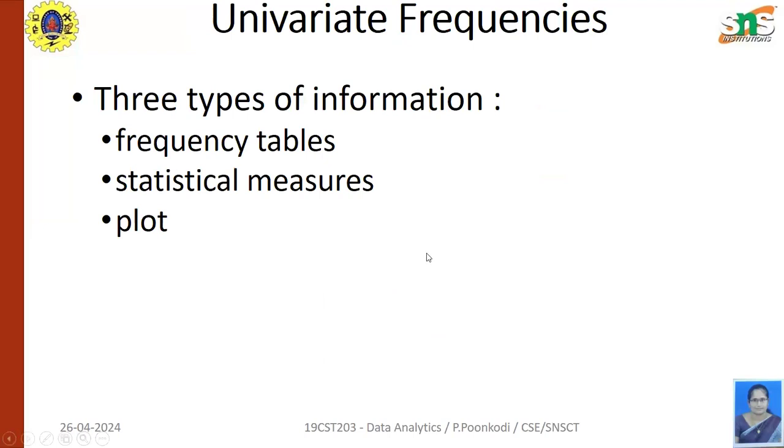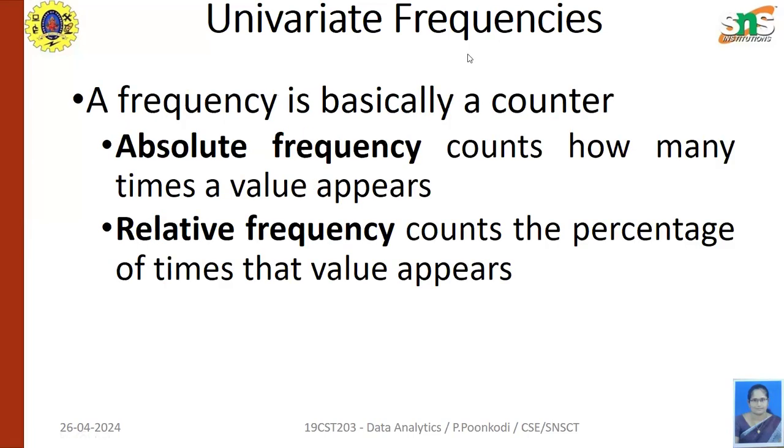Univariate analysis is basically divided into three types of information that consist of frequency table, statistical measures, and plots. This univariate analysis will use the univariate frequency.